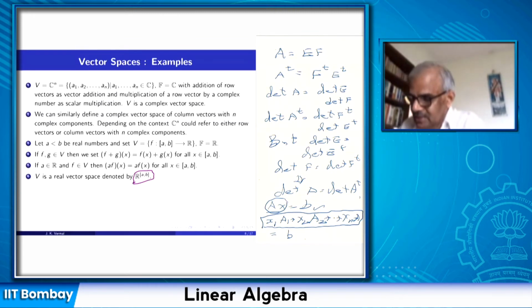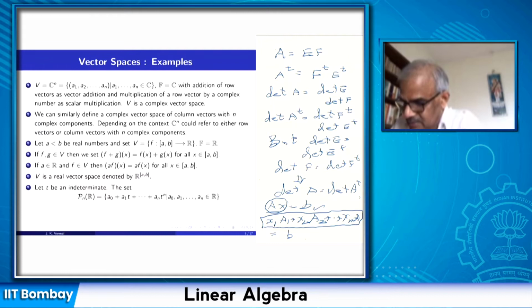In some sense, this is an analog of Rn. In Rn, we have vectors with n components, and R[a,b] denotes functions from [a,b] to R. This is a vector space with respect to the addition. Now let's look at a subset of V.